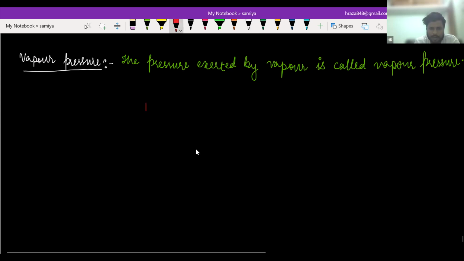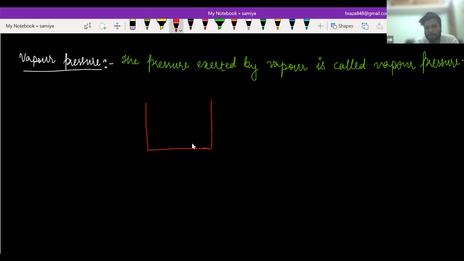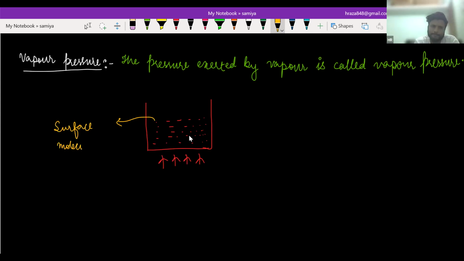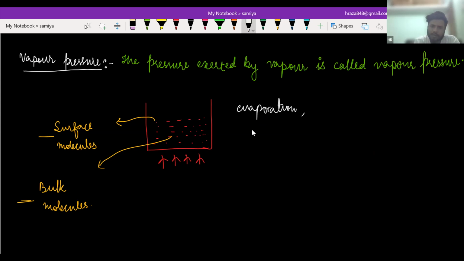One of the most important points is that there is a container in which you are going to heat water or other solvents. Take the example of water. When you start heating it, there are two types of molecules in this container. On the upper surface, we call them surface molecules. Below the surface molecules, they are called bulk molecules. A question arises: which molecules evaporate, the surface molecules or the bulk molecules? Always remember, as evaporation takes place, surface molecules evaporate.